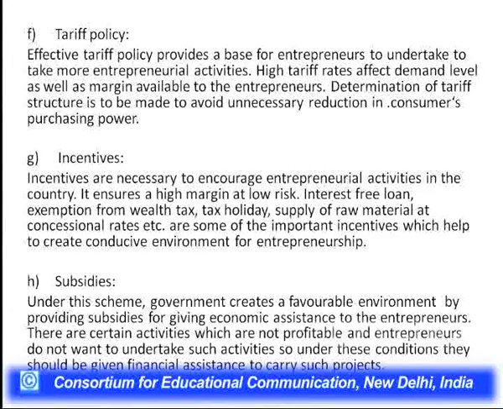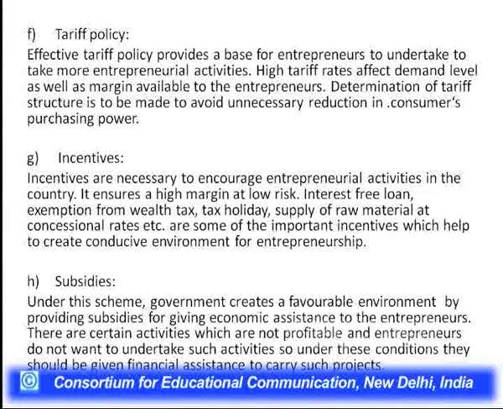Next factor of economic environment is incentives. Incentives are necessary to encourage entrepreneurial activities in the country. They ensure a high margin at low risk. Interest-free loans, exemptions from wealth tax, tax holidays, supply of raw material at concessional rates, etc., are some of the important incentives which help to create a conducive environment for entrepreneurship.